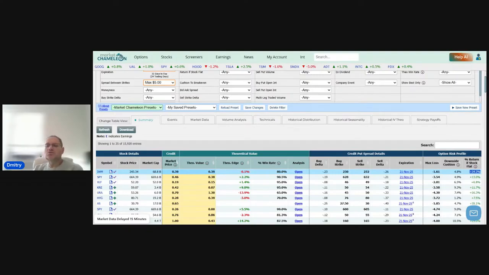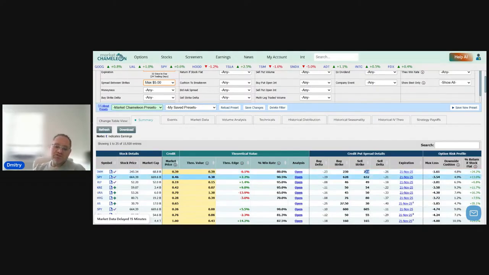And you also have some downside cushion. So this is out of the money since the stock is $243.34. You're selling the 232, buying the 230, but the strikes are below the current price. So even if the stock comes down from 243, these puts are not going to be in the money until it goes below 232, or 230 for both of them to be in the money. So you have a 4.8% downside cushion for your break even.